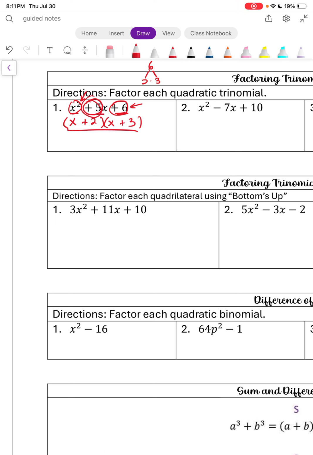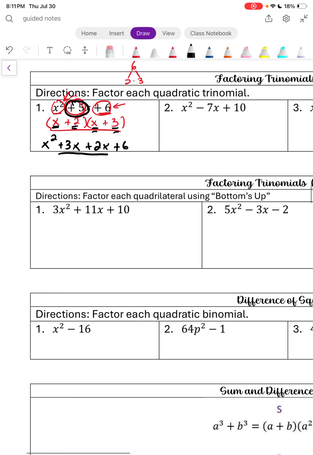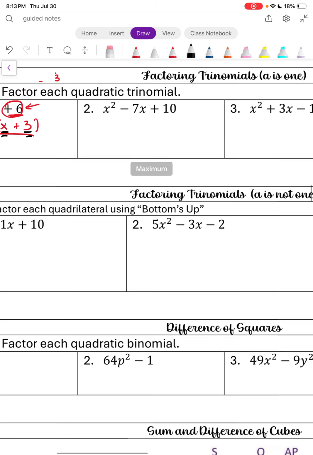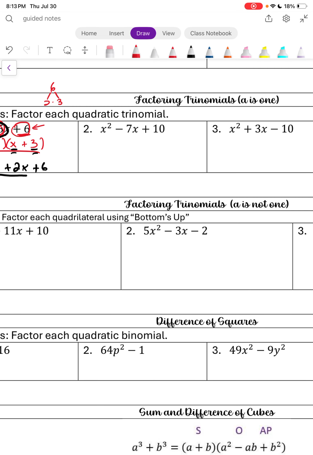You can always check this by multiplying it back out, and I'm going to do the first one. X times x gives you x squared. X times 3 gives you a positive 3x. We're then going to take the 2, multiply it by both. 2 times x gives you a 2x. 2 times 3 gives you a 6. When you combine your like terms, x squared plus 5x plus 6 is what we get, so it does check out.